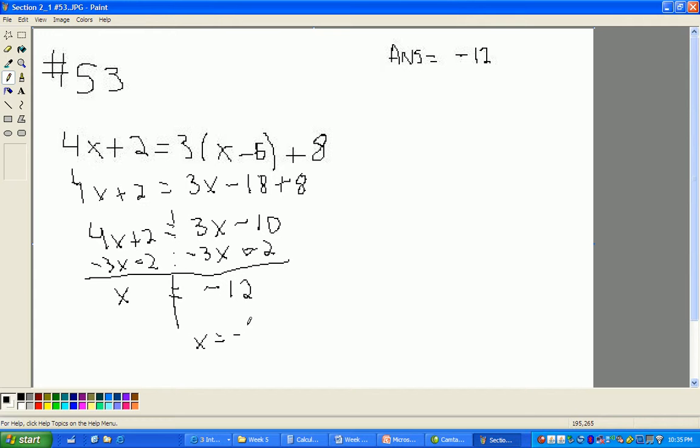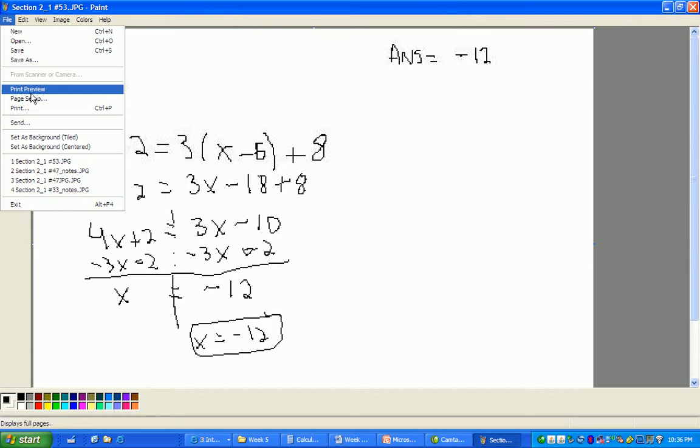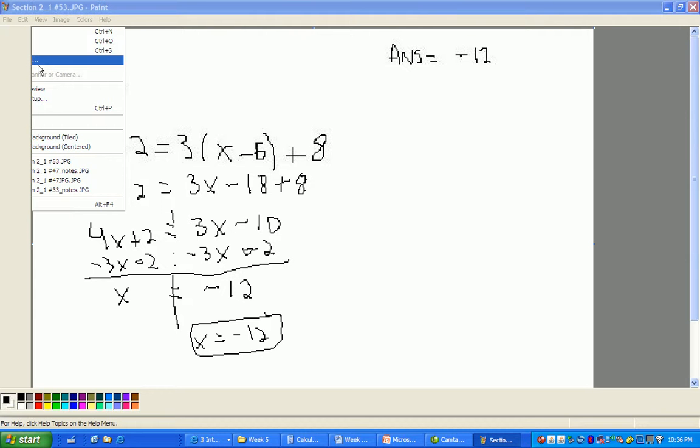And the answer in the back of the book says negative 12. So we've solved this nice and clean. And again, to check your work, practice checking your work, guys. You can just plug in negative 12 to your initial problem, and your equal sign should indicate it is a solution.